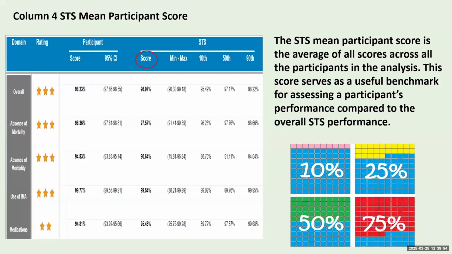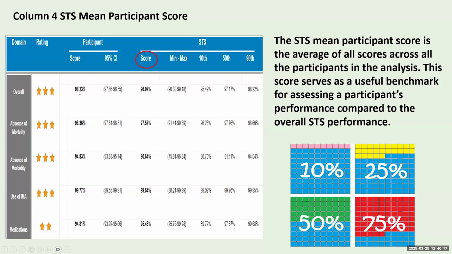Okay, so we talked about the participants, so I feel like you kind of understand that now. Now let's talk about the STS side of it. So there's the STS score. This is the average of all the scores across all the participants in this analysis. Okay, it's kind of a great benchmark for you.